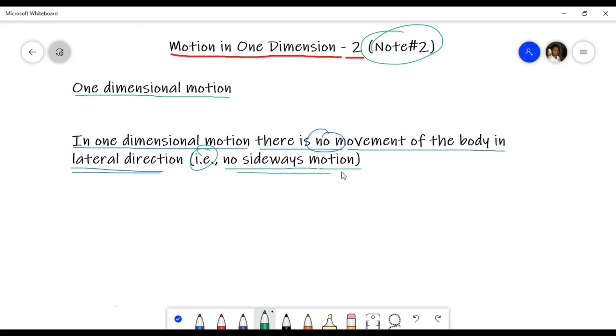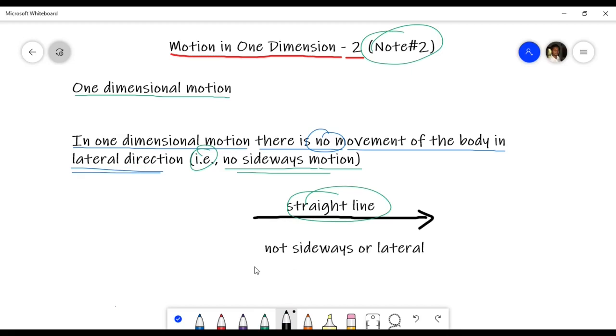That means no sideways motion, only a straight path, a straight line. So in one-dimensional motion there is no movement of the body in lateral direction. Like you can see, movement on a straight path, movement on a straight line. Now this is one-dimensional motion. But on the other hand, when we talk about sideways, like you can see on the screen, this is not one-dimensional motion because it is in a lateral direction, right?